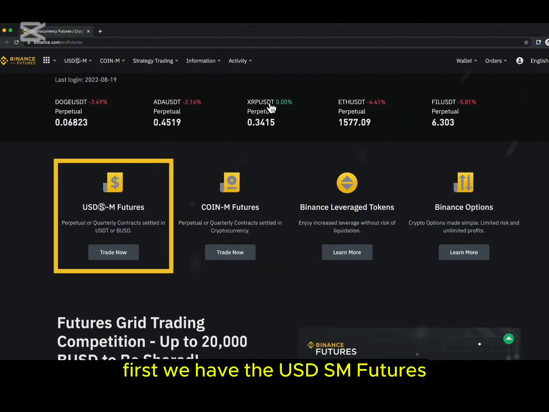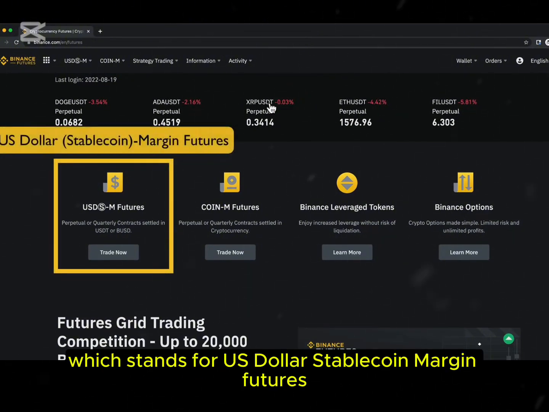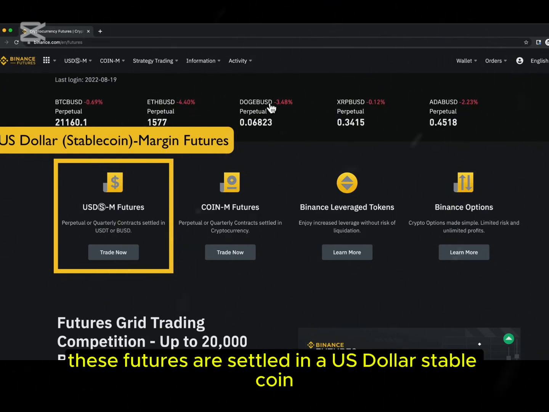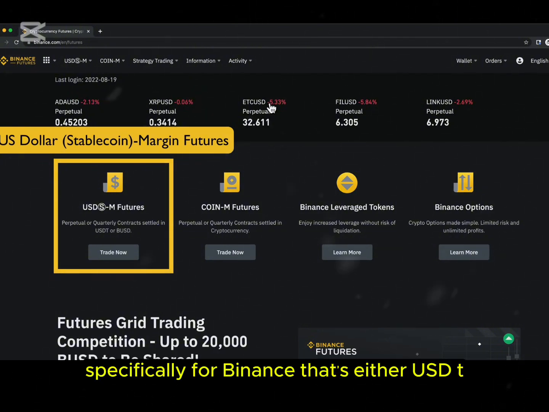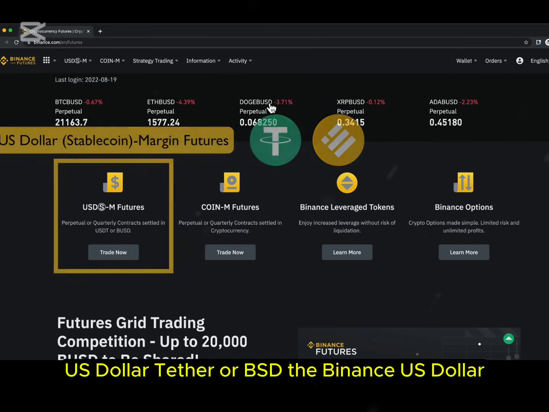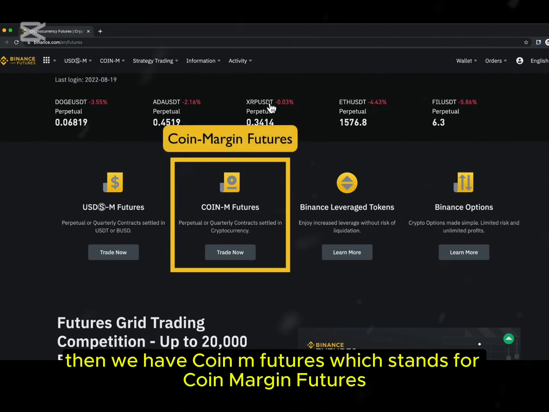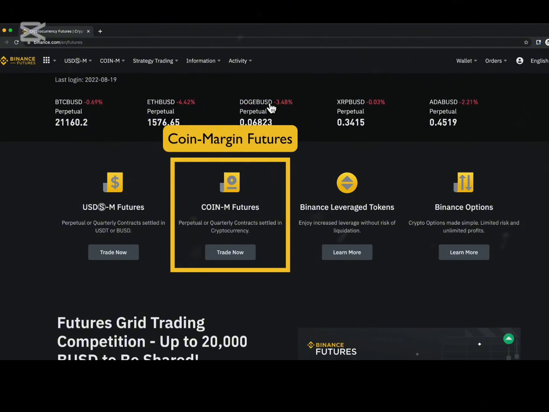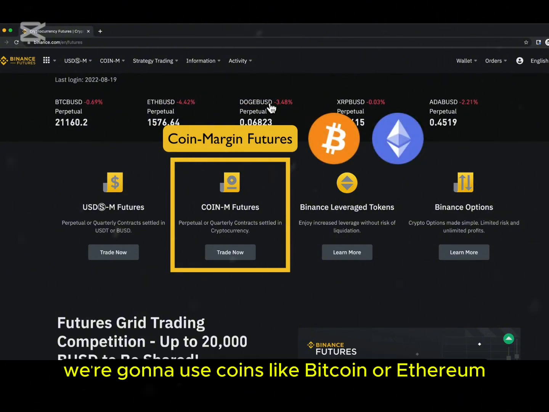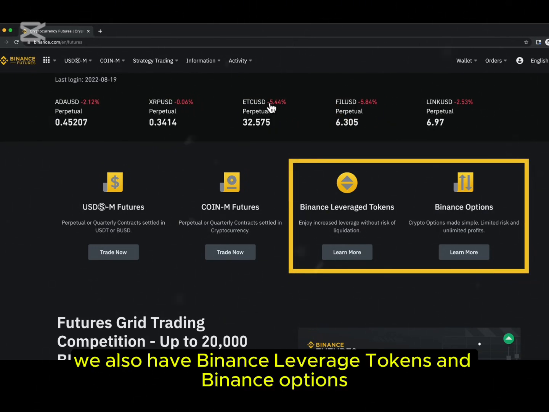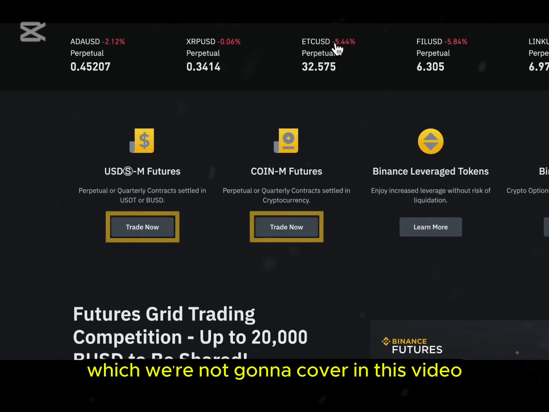First, we have the USDS-M Futures, which stands for US Dollar Stablecoin Margin Futures. As you can tell by the name, these futures are settled in a US dollar stablecoin. Specifically for Binance, that's either US dollar Tether or BUSD, the Binance US dollar. Then we have Coin-M Futures, which stands for Coin Margin Futures. If we trade coin margin futures, we're going to use coins like Bitcoin or Ethereum as margins for our trades. We also have Binance Leverage Tokens and Binance Options, which we're not going to cover in this video.